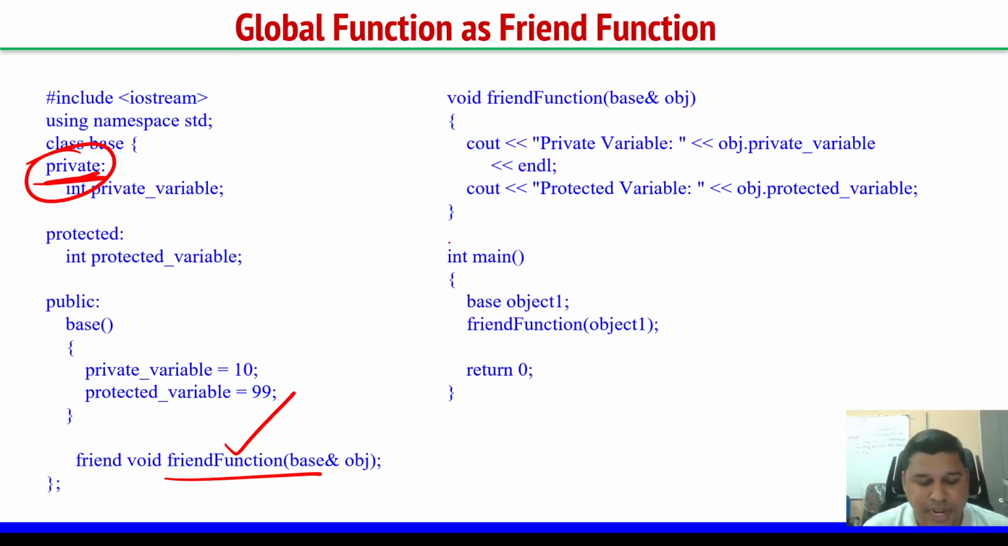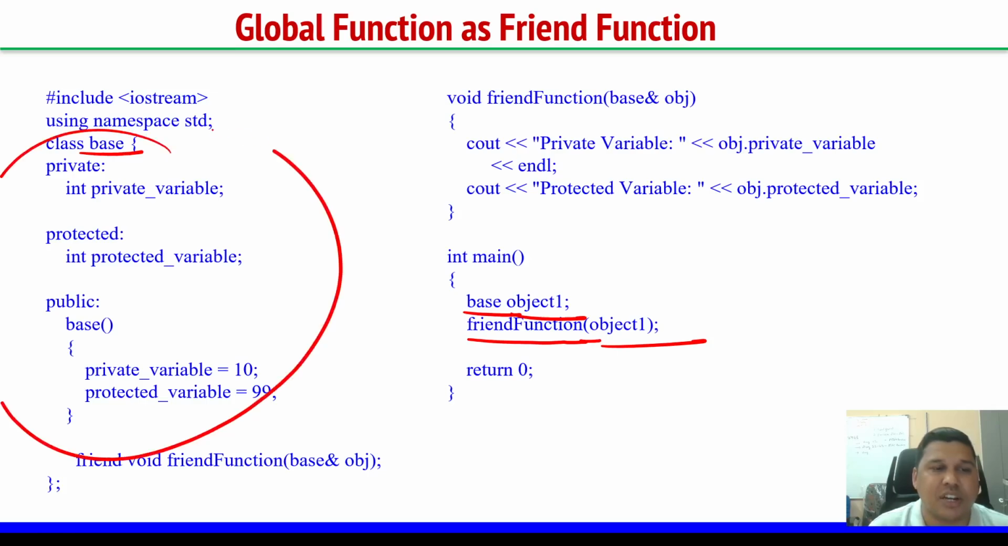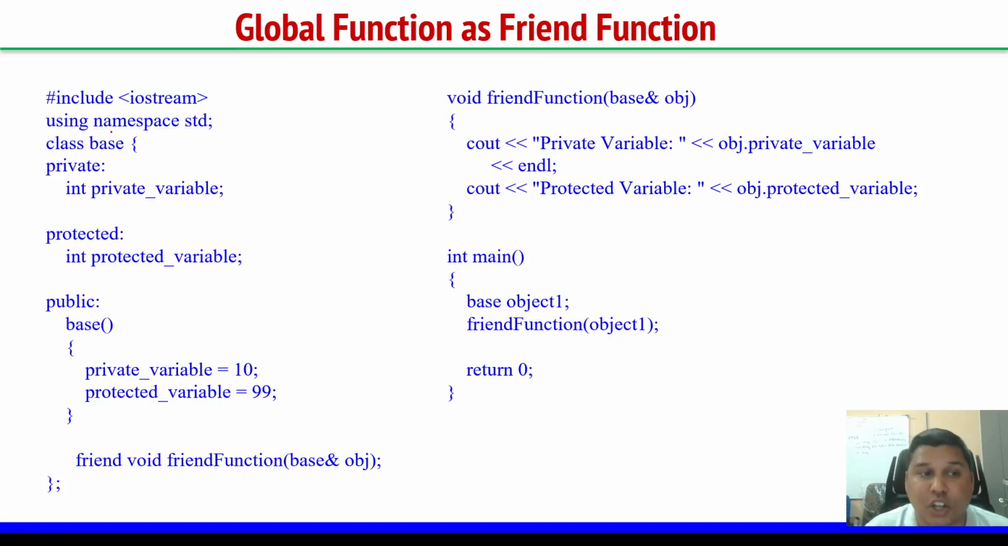See the main for base class: I have created object1, and I am calling the function friend function with object1. There is no body for that function here; its body is somewhere outside. So using the object of the base class, I am able to access a function outside the class. How? Because I defined it as a friend. I hope you understood about friend function.